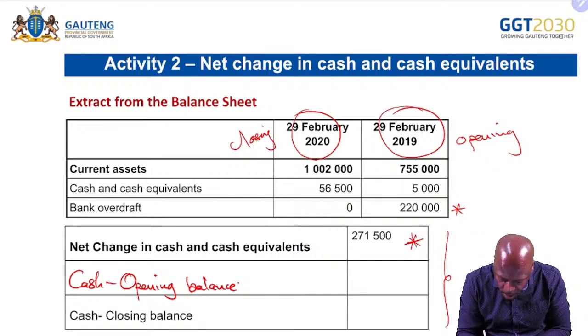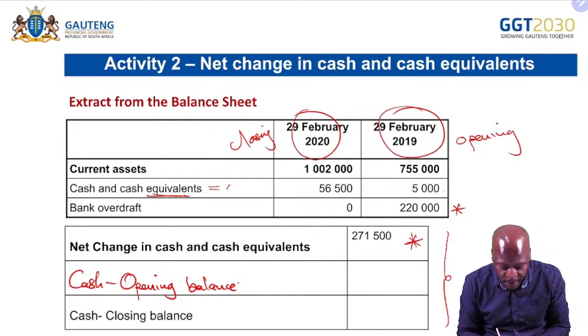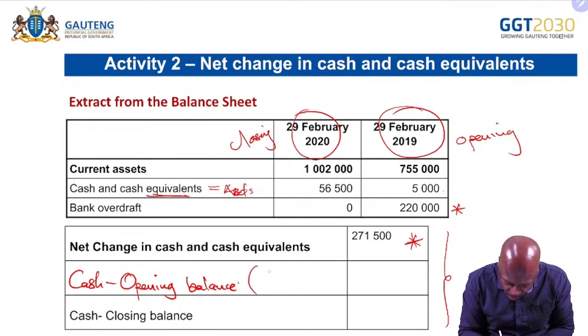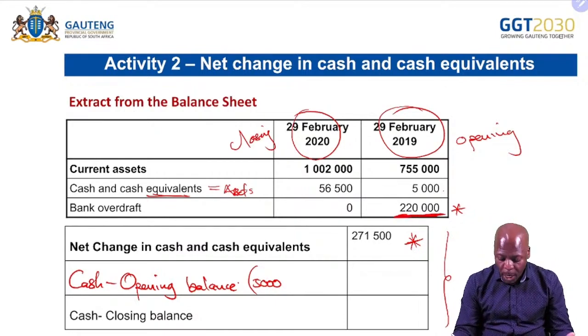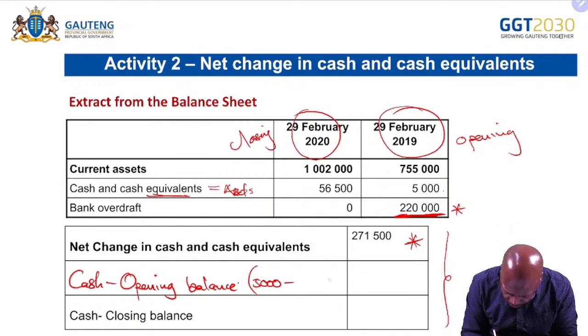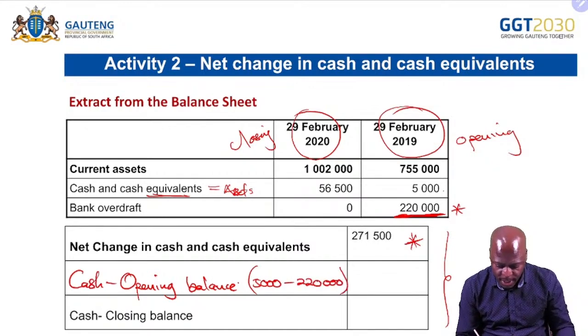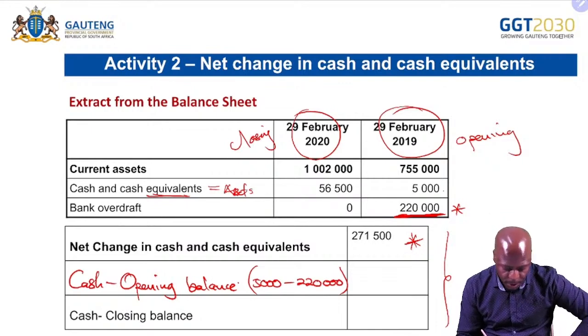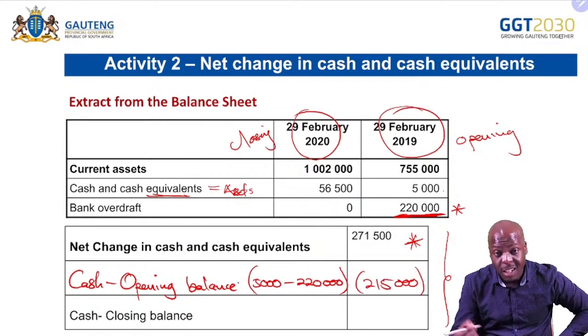So in my 2019, I have a positive 5,000 because it is under my cash and cash equivalents. These are my assets, under my current assets. So this is a positive 5,000. That means I must open a bracket here now, and I say I have 5,000. But I also have a bank overdraft of 220,000. A bank overdraft means minus. So I say 5,000 minus 220,000. If you punch that in on your calculator, it should give you a negative 215,000.